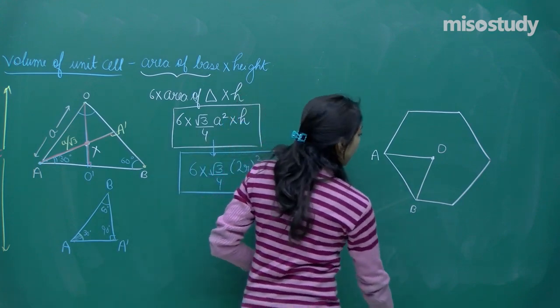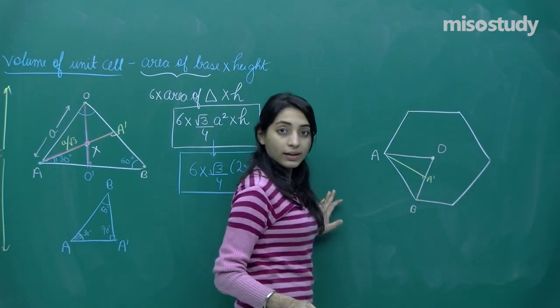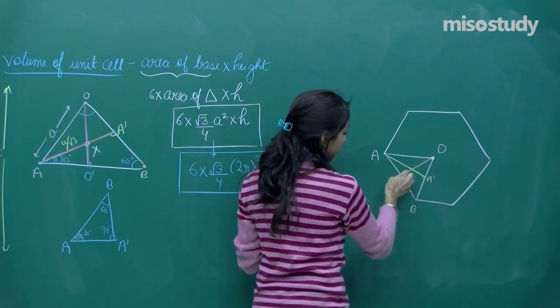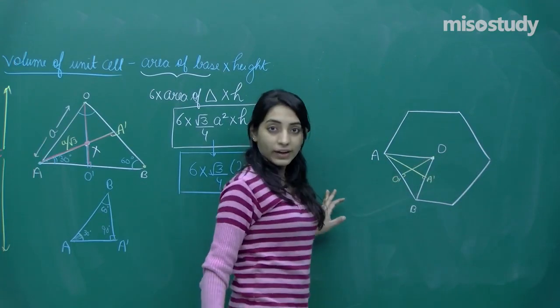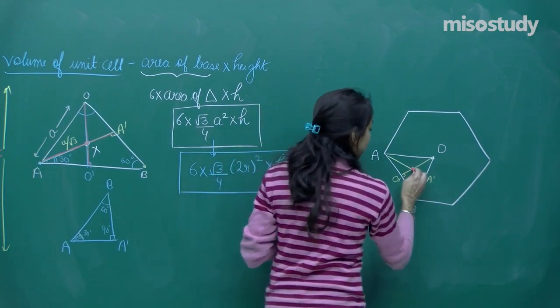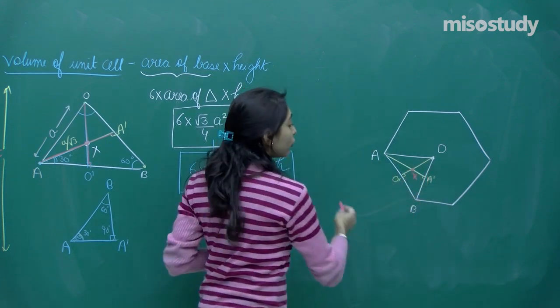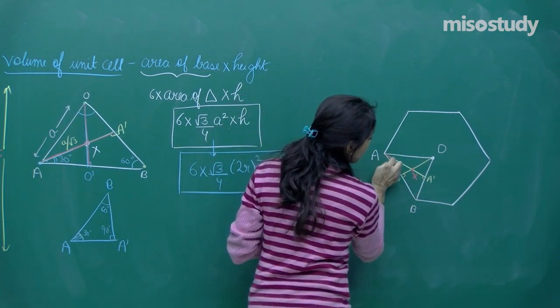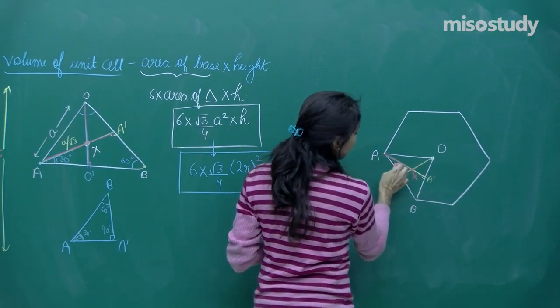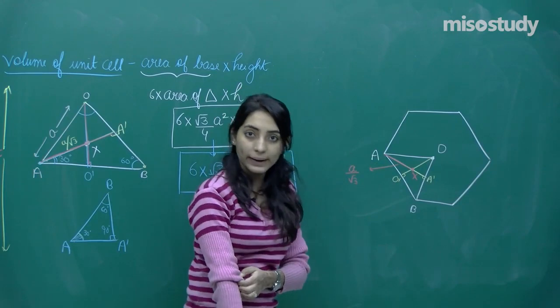Also what did I do? I have drawn AA dash somewhere here, I have drawn OO dash somewhere here, right? And the intersecting point I called X. This point is X. Also you know the length of this AX, which is A by under root 3, right?